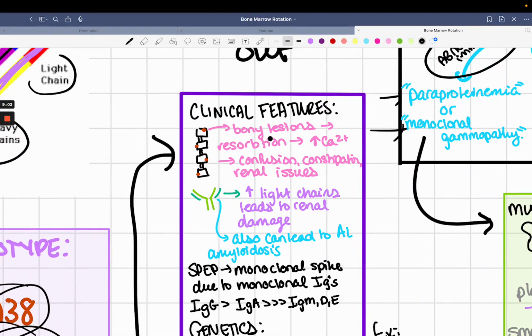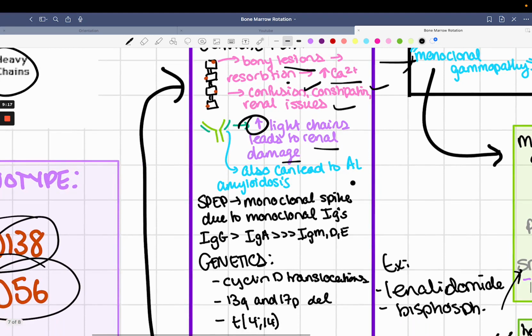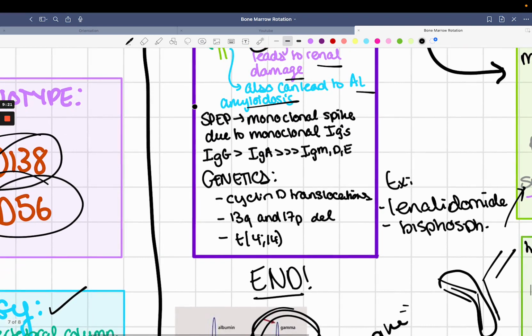Again, remember there are bony lesions leading to resorption, leading to increased calcium, and that's going to cause confusion, constipation, and renal issues. Increased light chains can cause renal damage, and it can also lead to the AL subtype of amyloidosis. So again, when you look at the SPEP, you're going to see a monoclonal spike due to the monoclonal immunoglobulin. IgG is the most common form, followed by IgA, but you can also more rarely see IgM, D, and E.